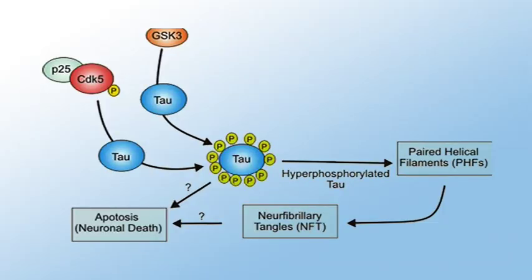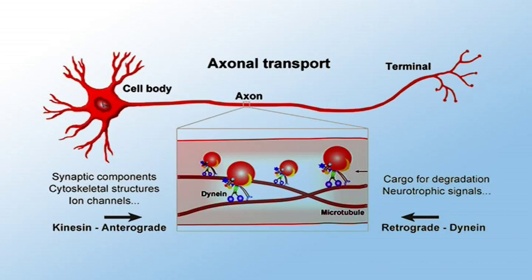Dysregulation by genetic mutation or hyperphosphorylation affects the tau microtubule complex, leads to tau detachment, causes instability and disassembly of microtubules and thus perturbs axonal transport.